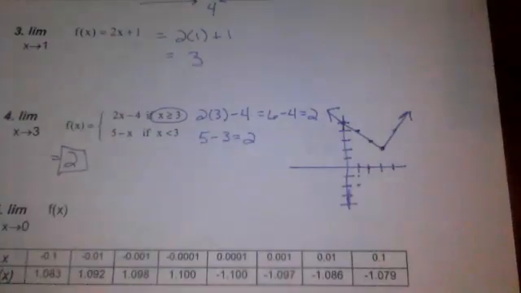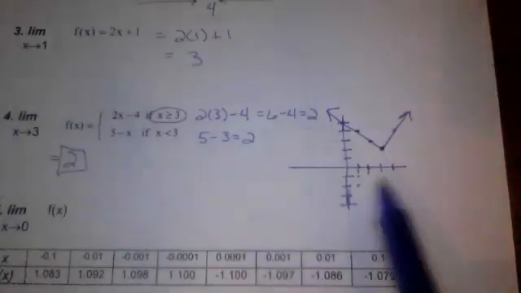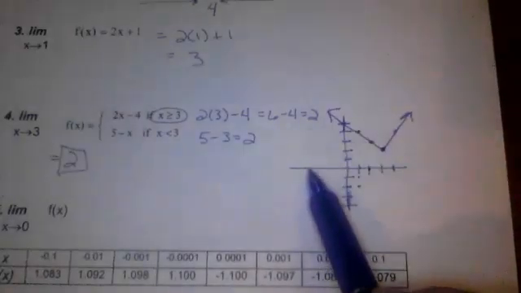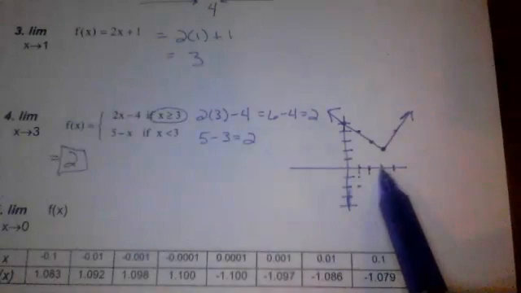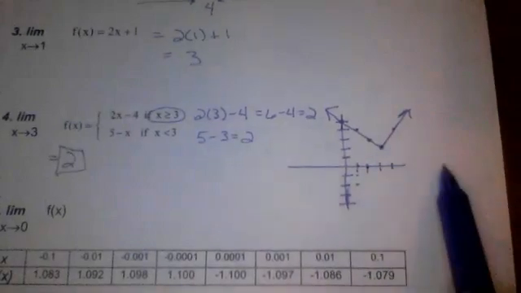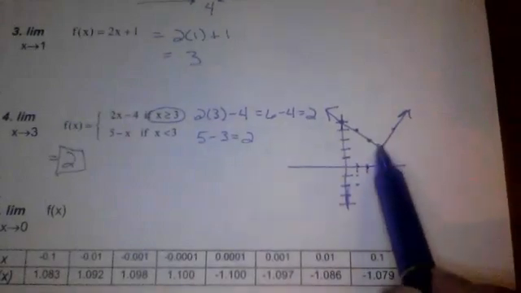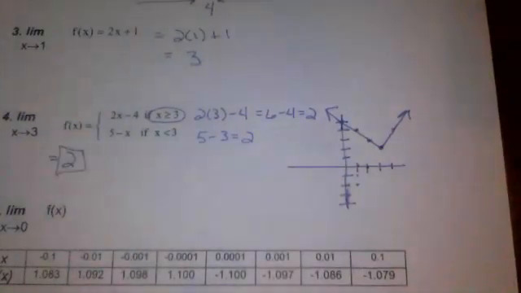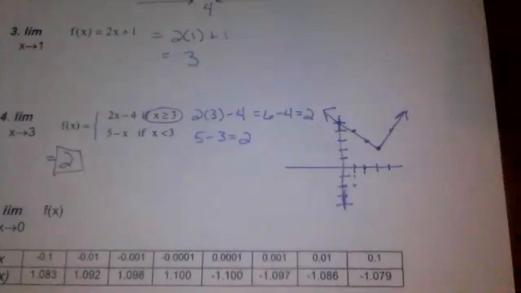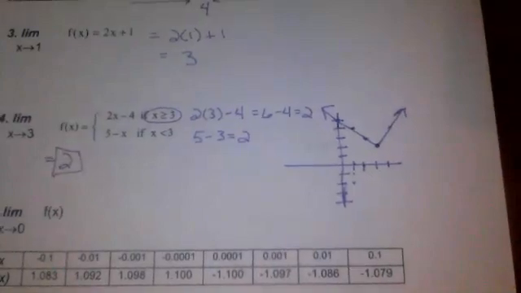And so now that we have a picture of the graph, we could visually see that as x approaches 3 coming from this side, we have 2. As x approaches 3 coming from this side, we have 2. So the overall value, the overall limit is 2. The value is also 2. There's no gap and no asymptote in that function. So the limit and value are the same.